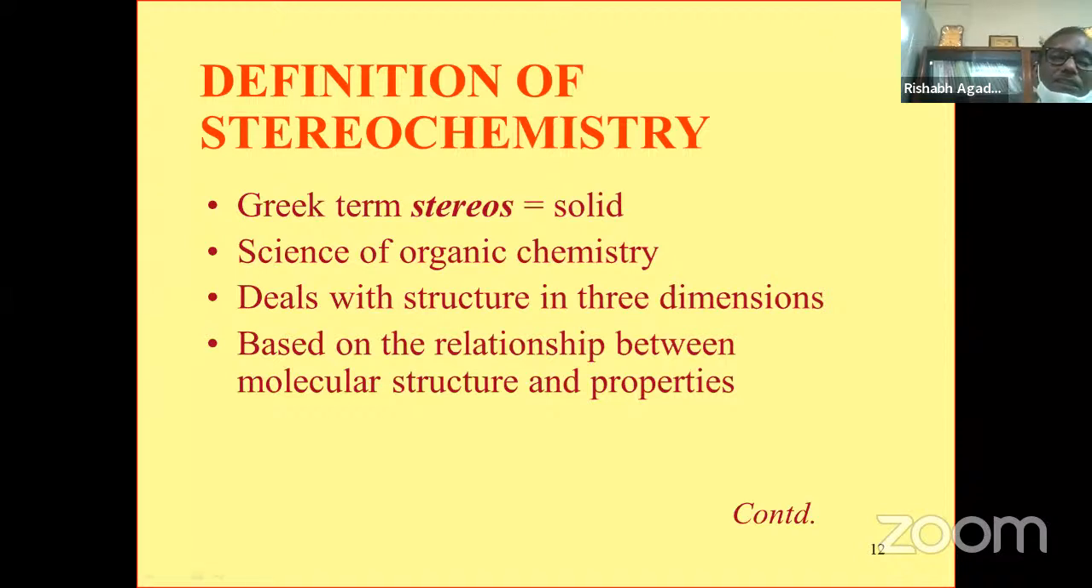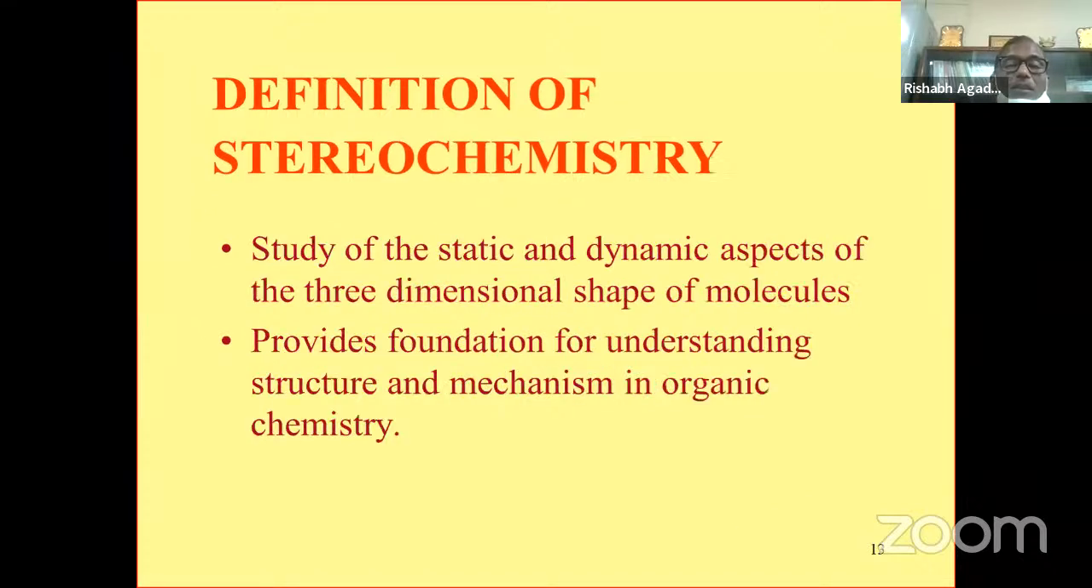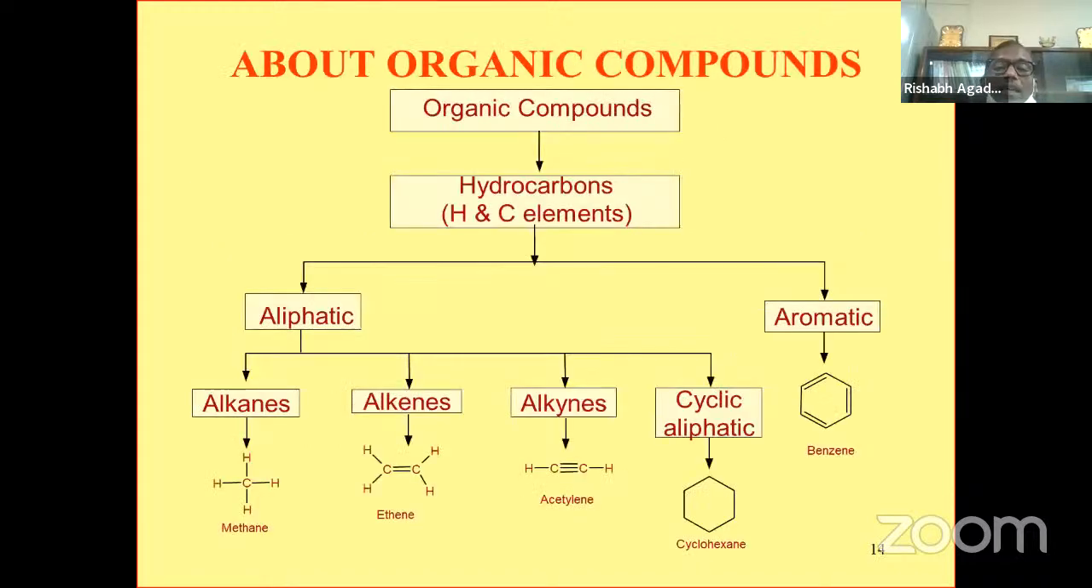Now what does stereochemistry say? From a definition point of view, it was named from the Greek term stereos, meaning solid. Just now I am holding that solid sample. Based on that, it is the science of organic chemistry that deals with the structure in three dimensions and the relationship between molecular and structural properties, and it regulates your stability testing. Without stereochemistry, stability testing is not feasible or possible. The study of static and dynamic aspects of the three-dimensional shape of molecules provides the foundation for understanding structure and mechanism in organic chemistry, and it also contributes toward the stability of the molecule.